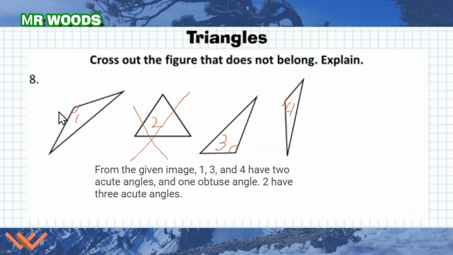From the given image, 1, 3 and 4 have 2 acute angles and 1 obtuse angle. Number 2 here has 3 acute angles. And that's what I just said. Those are all acute angles. It's an acute triangle, and these are obtuse triangles.